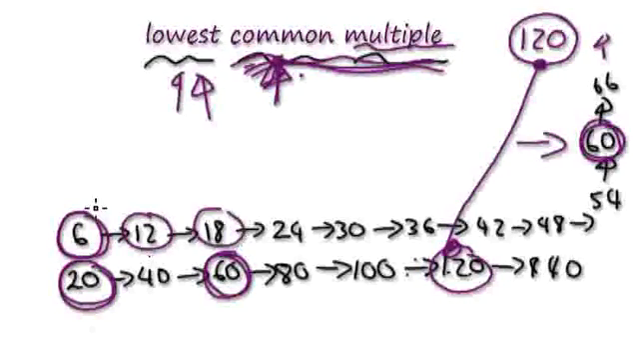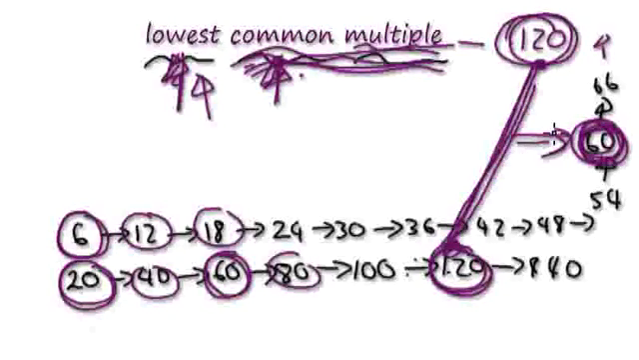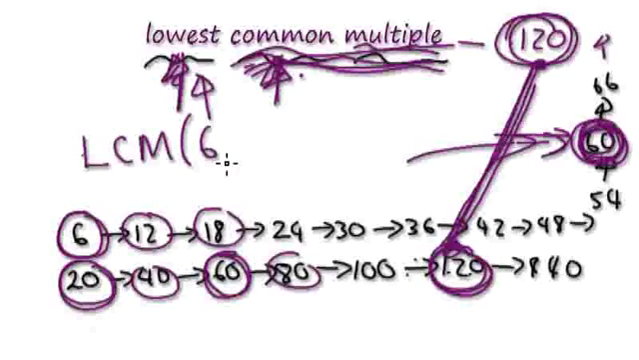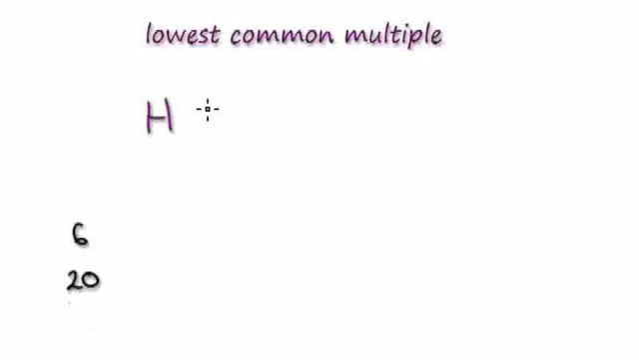So if you ever forget, look at these multiples. These are multiples of whatever here. These are multiples as well. Well, a common multiple would be any multiples that are in common with each other, and then you would look at the lowest common multiple. Well, 60 is the lowest. You could go on forever, and 120 is the next common multiple, but 60 is the lowest one. So if you ever want the lowest common multiple of 6 and 20, that would be 60.